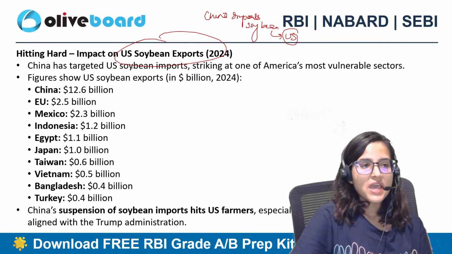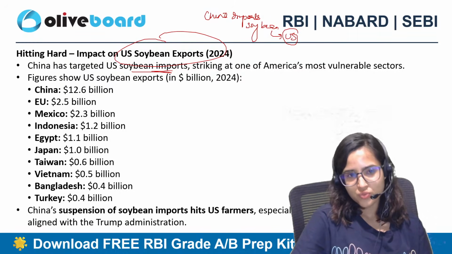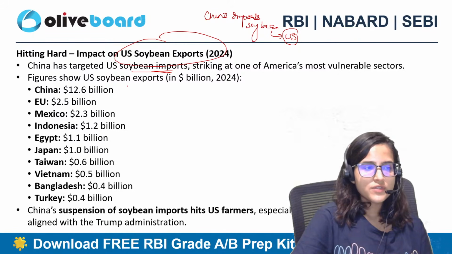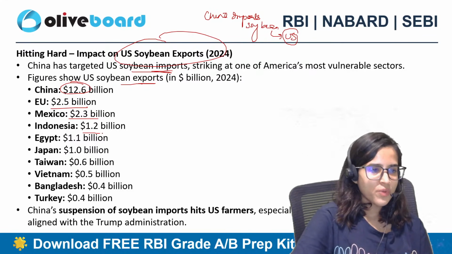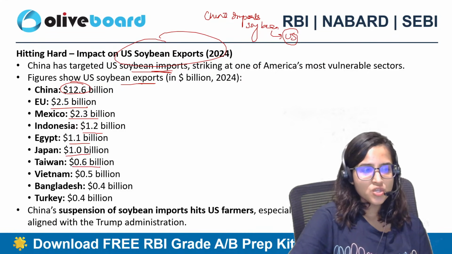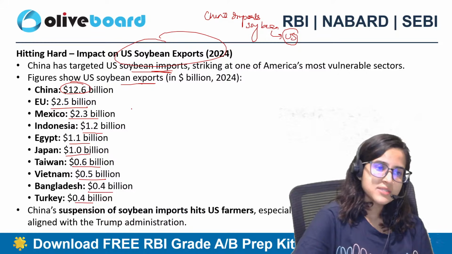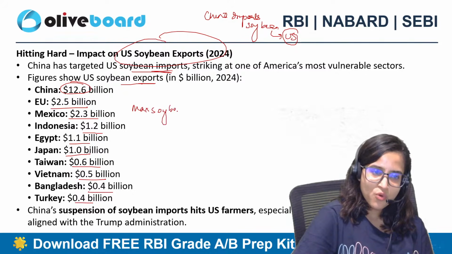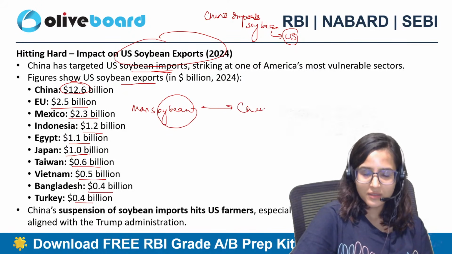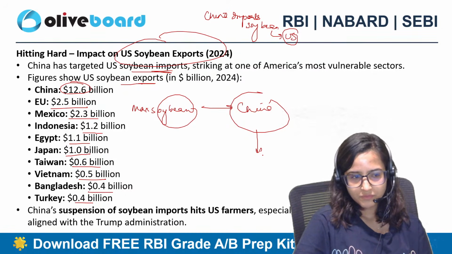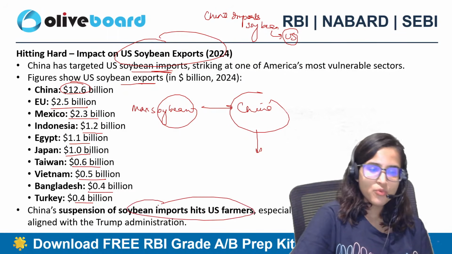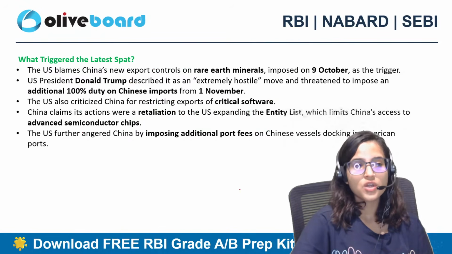Okay, and China is targeting US soybean imports only. If we see the figures, US soybean exports to China $12.6 billion, EU $2.5 billion, Mexico 2.3, Indonesia 1.2, Egypt 1.1, Japan 1, Taiwan 0.6, Vietnam 0.5, Bangladesh 0.4 billion. That means maximum soybean exports of the US were going to China. And China has put in restriction on these soybean exports from the US. China has suspended soybean imports, which is going to hit the US farmers a lot.